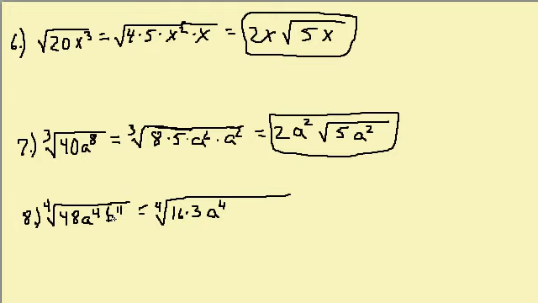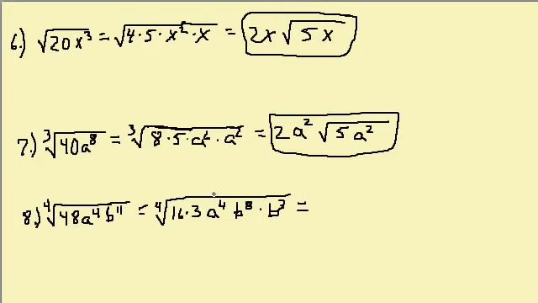And then b to the 11th, 4 doesn't go into 11, it doesn't go into 10, it doesn't go into 9, but 4 will go into 8. So we can rewrite b to the 11th as b to the 8th times b cubed. Okay. Because 8 plus 3 gives us the 11.